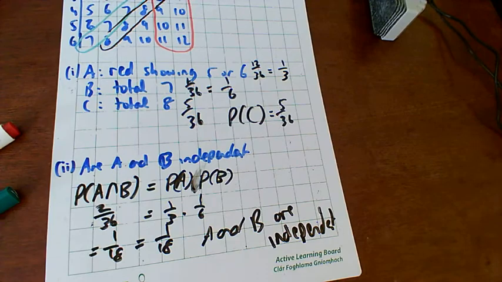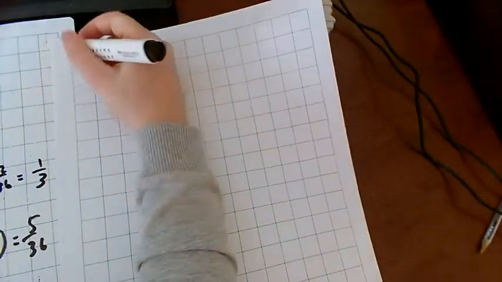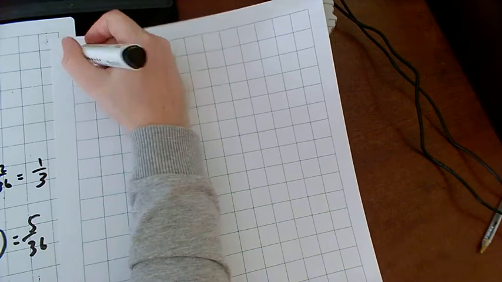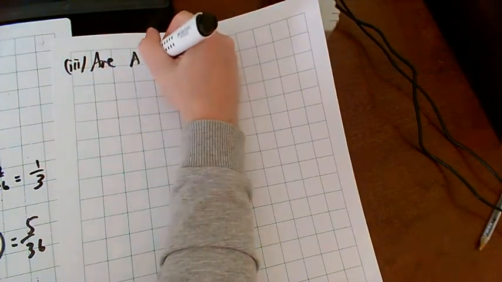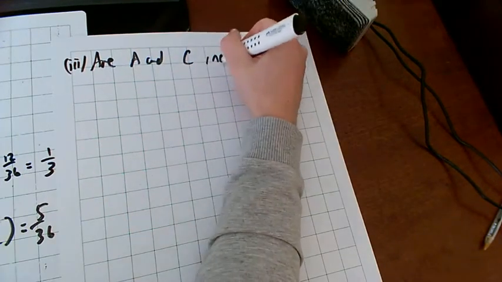Okay, just hold on one second, I'll get another whiteboard. I didn't see there was a third part. Okay, and the third part then, it says investigate: are A and C independent?